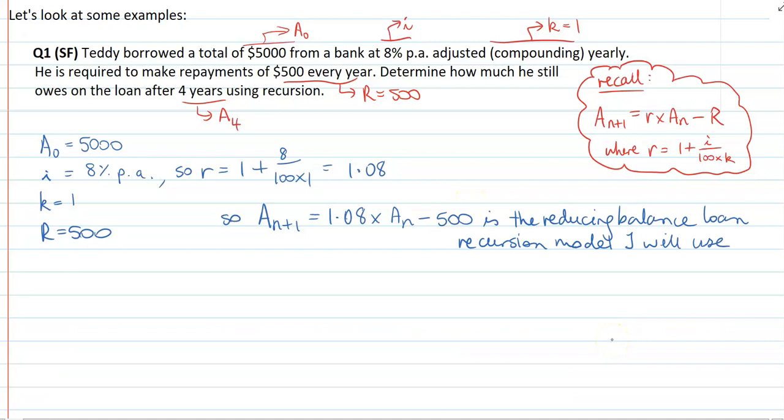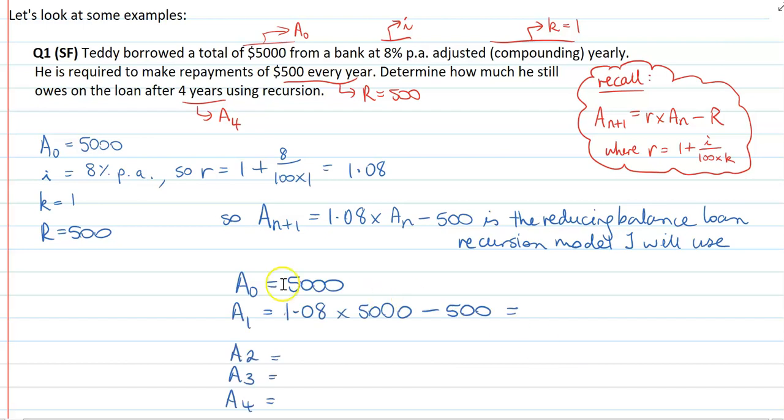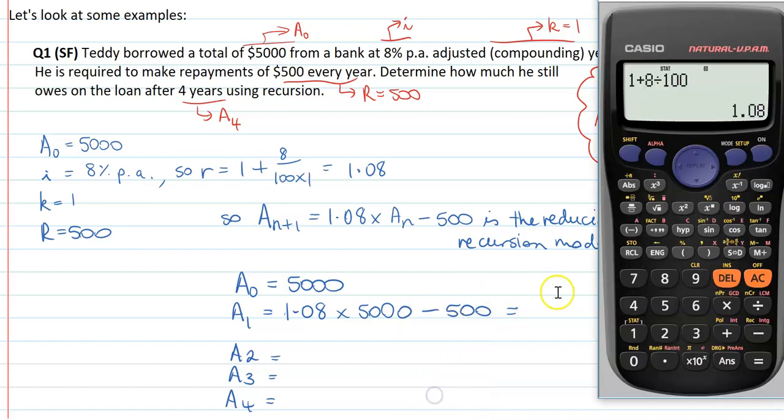Now that I have this, I can calculate the fourth recursion. So let's work through and find out how much he still owes on the loan once I get to that fourth year. So if my A0 is 5,000, to get to my next consecutive balance, I apply my common ratio of 1.08, which is the interest that's being applied to the loan of $5,000, and then I'm minusing the $500 repayment. So I'll quickly show you a good way to put this into your calculators.